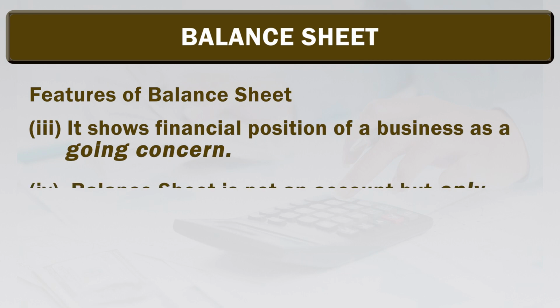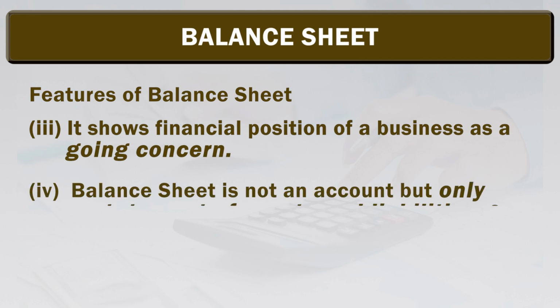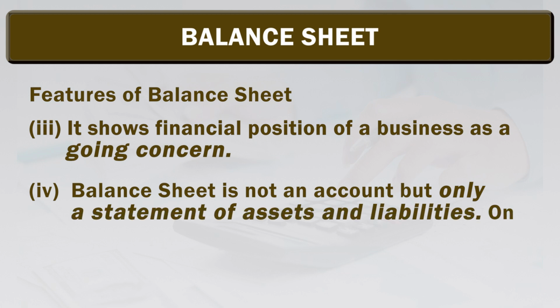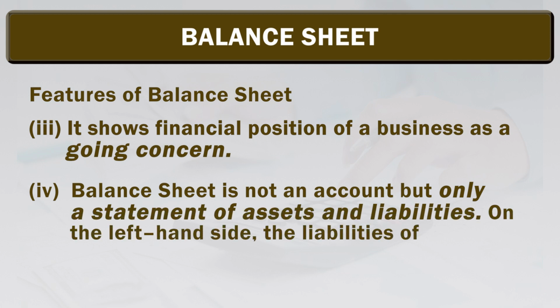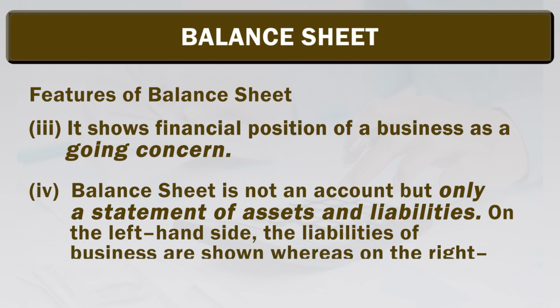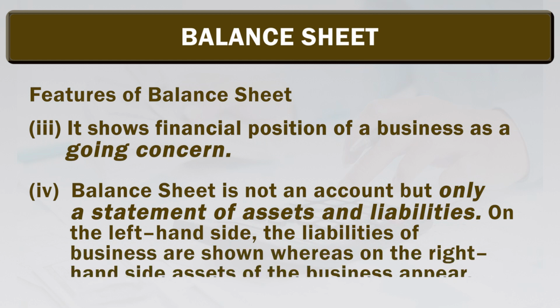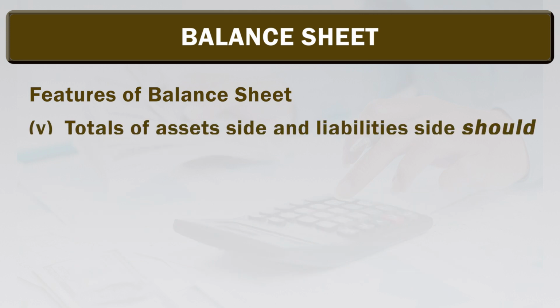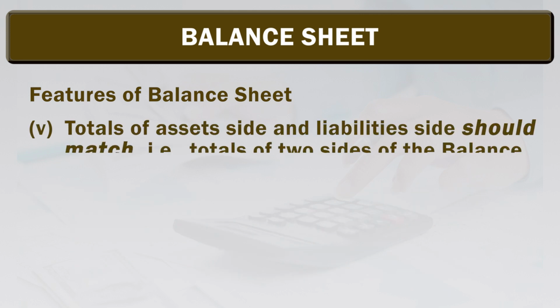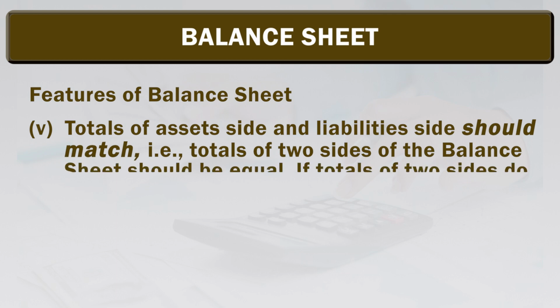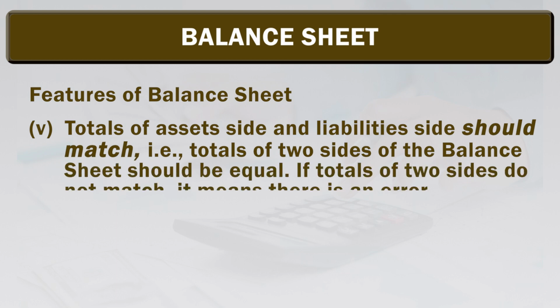Next, the balance sheet is not an account but only a statement of assets and liabilities. On the left hand side, the liabilities of the business are shown, whereas on the right hand side, the assets of the business appear. The total of the asset side and the liability side should match, that is, the totals of both sides of the balance sheet should be equal. If the totals of both sides do not match, it means there is an error.